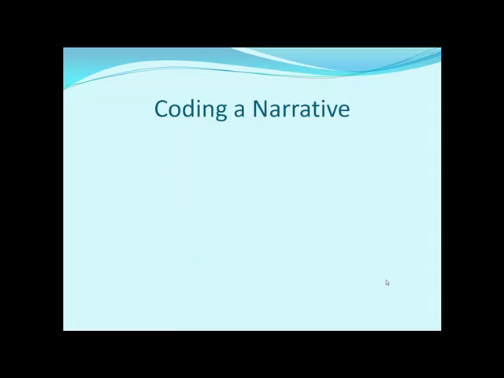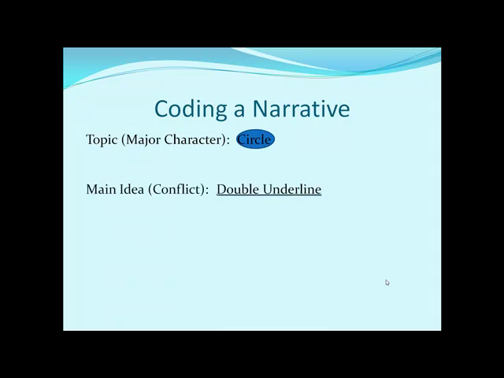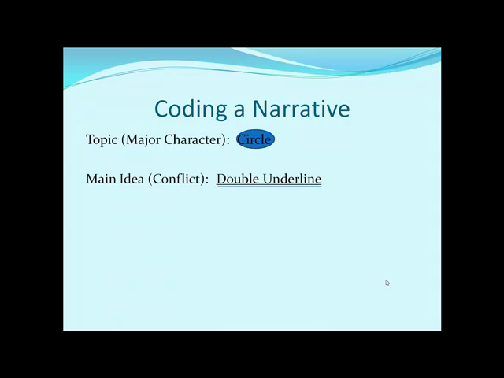We can code a narrative just like you can code anything, like we do expository text with descriptive and comparison and cause and effect, and the coding is generally the same. We're going to circle the topic still, which in a narrative is our major character. And the main idea or the conflict we're going to double underline, just like we always do. And key events we're going to underline. And we're going to be pretty choosy with what we underline. We don't want to underline everything because not everything is important.